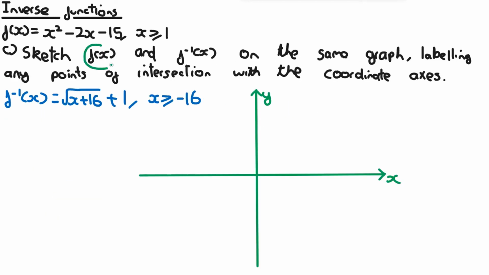So for part C, we need to sketch f(x) and f⁻¹(x), and the technique to this is just to sketch f(x), which is a quadratic, we know how to do that, and then reflect it in the line y = x in order to sketch f⁻¹(x).